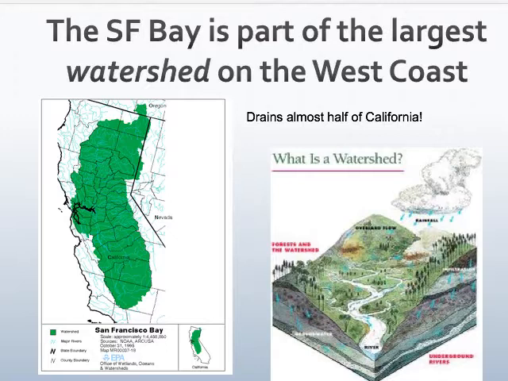That is to say, San Francisco Bay receives waters from all of the rivers that are found throughout almost half of California. The big takeaway message here is, once again, everything is connected. Even though actions are not local to where we are, we can still be impacted by them.